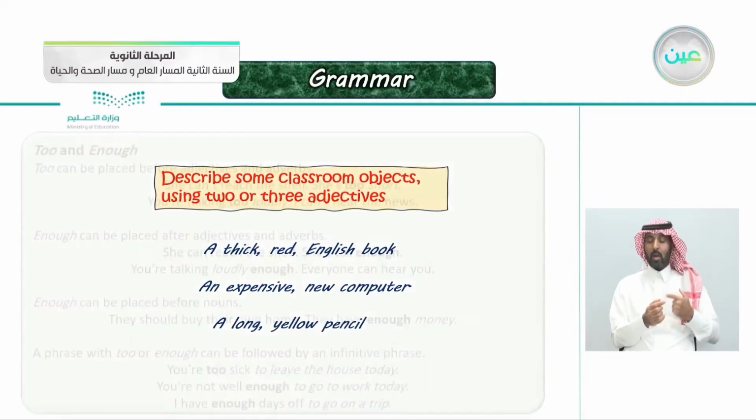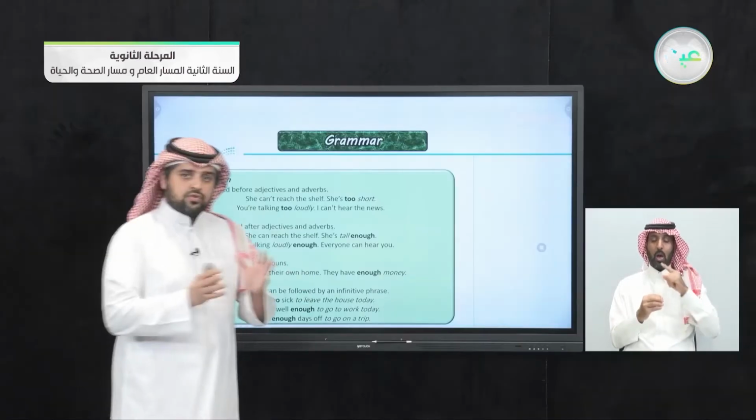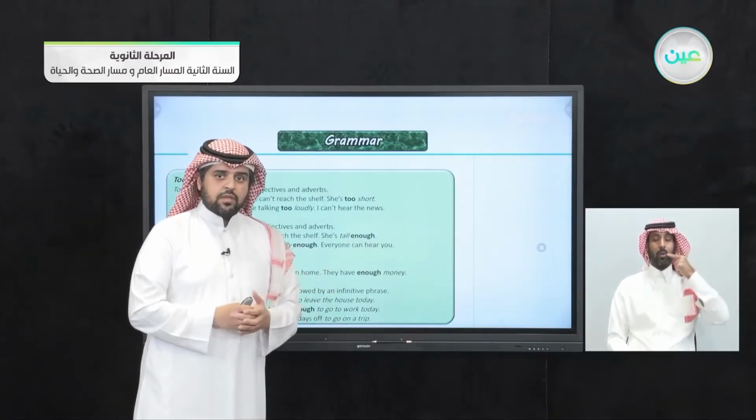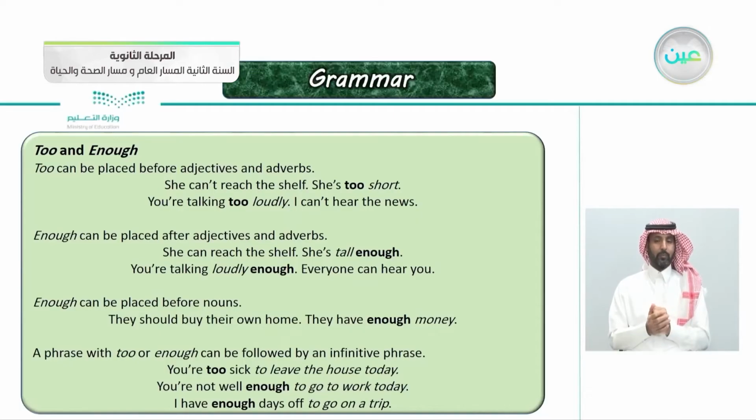A long yellow pencil. Moving on to the next part of today's lesson, too and enough. Of course, we know the meaning of too, extremely, and enough. Now we know the meaning, but let's dive deeper here. Too can be placed before adjectives and adverbs. Again, too will be placed before adjectives and also before the adverbs.